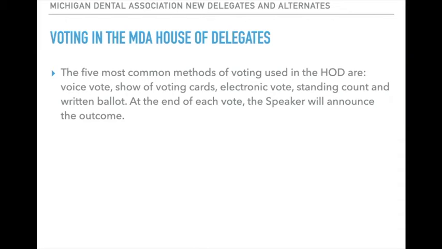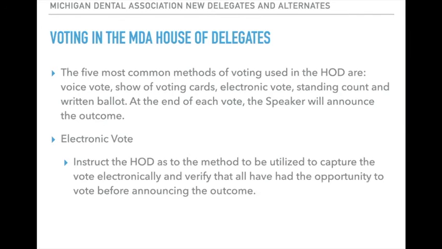So we're going to focus on the electronic vote for our House of Delegates meeting virtually in April. The electronic vote is the method to be utilized to capture your vote electronically. We'll be using Lumi, so Lumi will be doing our voting with us. As I learned last year, I will verify that all have had the opportunity to vote before I announce the outcome. Last year, while we were looking through the votes, I was watching the vote totals come up on my screen. I didn't know what the votes were, I just knew the totals.